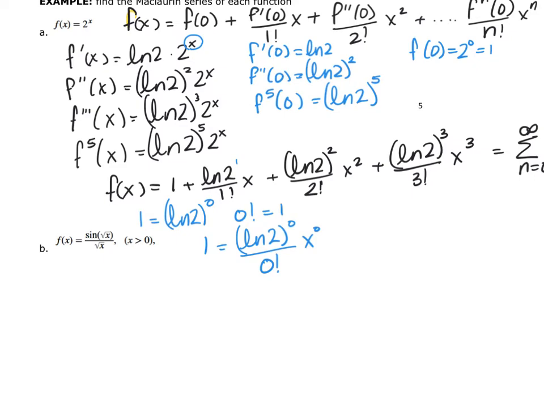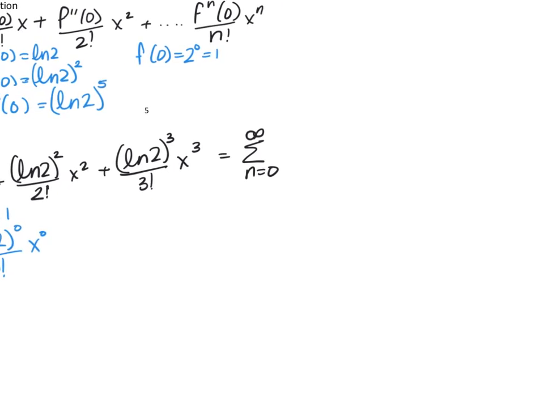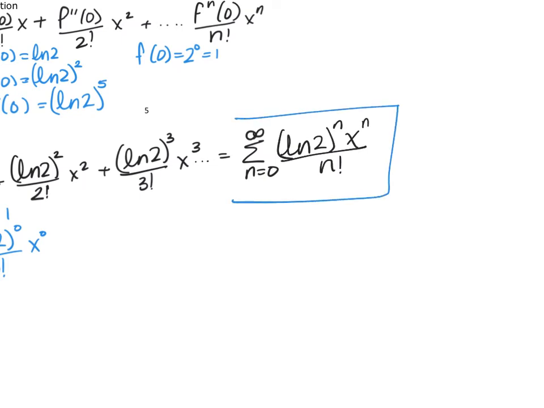So what I have then, based on the pattern that I'm seeing, this summation is going to be equal to the natural log of 2 raised to the n power, x raised to the n divided by n factorial. So that is my final answer. Let's take a look at our next example.